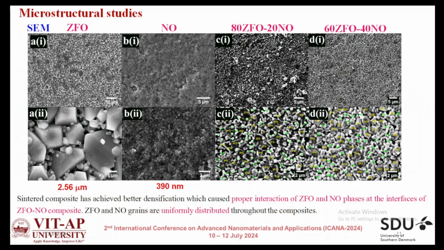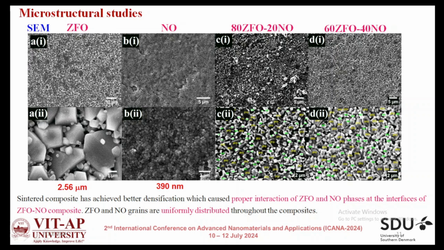These are the SEM images of ZFO, NiO and their composite samples sintered at high temperature, and we have seen that all the samples show a dense structure with less porosity. We calculated the average grain size: for the ZFO sample it was found to be 2.56 micrometer, and for the NiO sample 390 nanometer. If you look at the microstructures of the composite samples, the sintered composite achieved better densification, which caused a good, proper interaction between the ZFO and NiO phases at the interfaces.